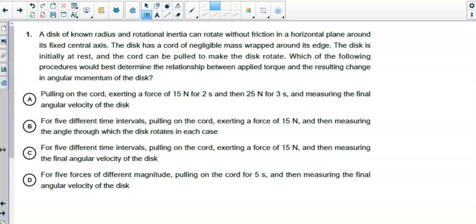For five different forces, different magnitude, pulling on the cord for 5 seconds. They keep that as a control. And then measuring the final angular velocity of the disk. So D seems to make the most sense to me. We don't want to mess with time as well. That's another variable that's not factored in here.